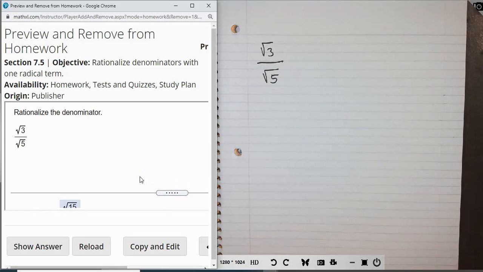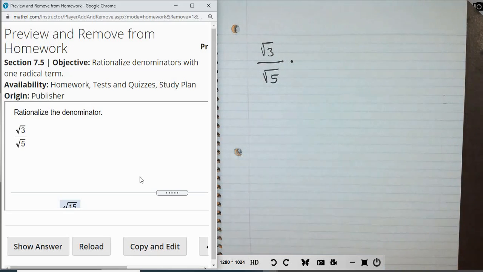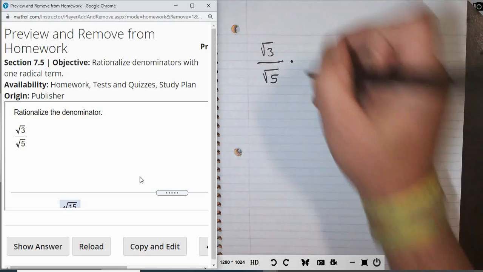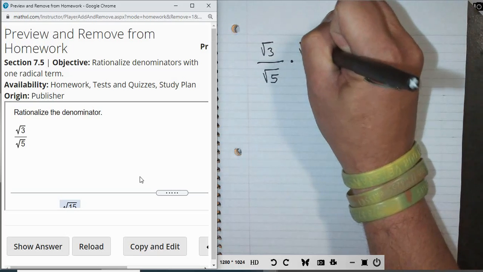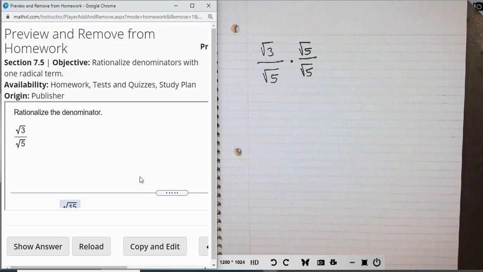So what we want to do to rationalize this denominator is multiply this radical expression by a form of 1. And that form of 1 would be square root of 5 over square root of 5. You may ask, how do I know what form of 1 I am going to multiply by? Well, it's evident right here in your denominator. Notice the denominator has square root of 5. So that is the number that I will multiply both the numerator and the denominator by.